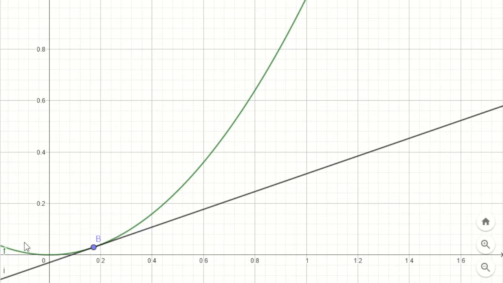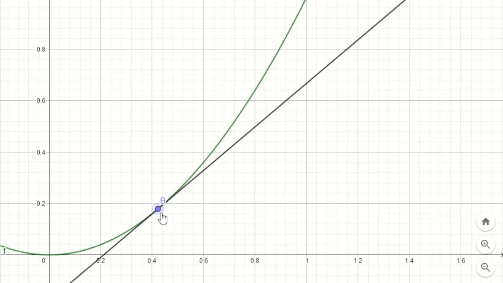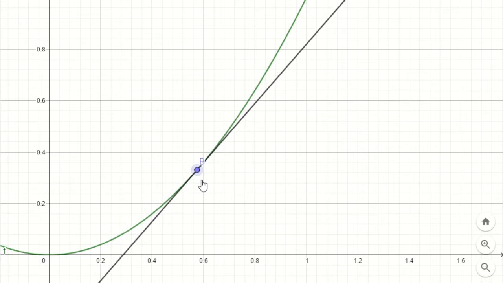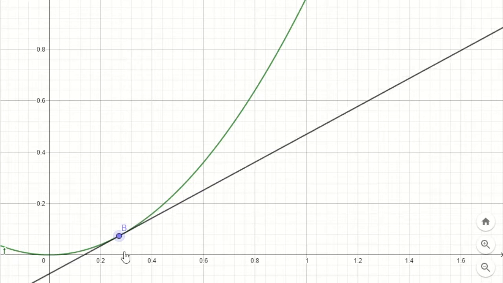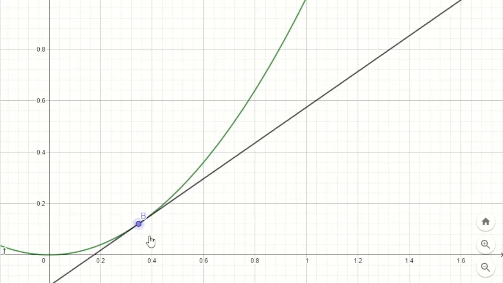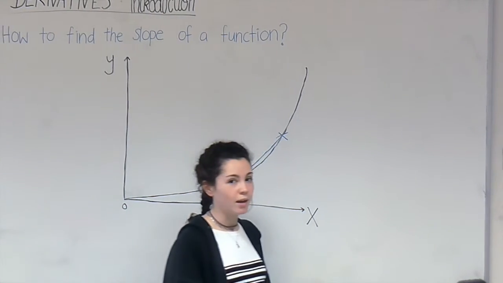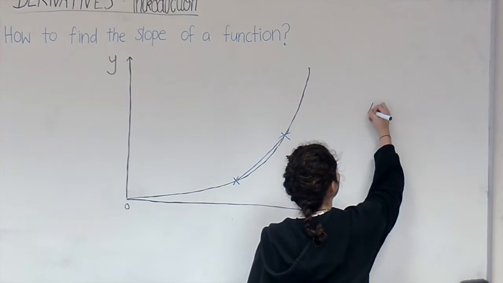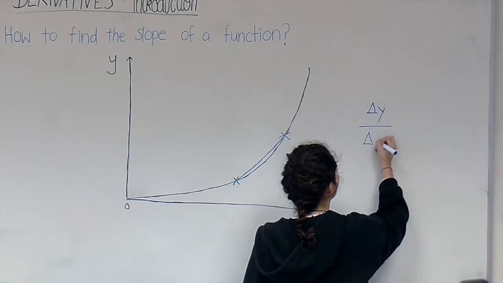What this results in is basically having this tangent line that is going to accompany your curve at any point you choose. And the slope of this tangent is going to equal the slope of the curve at that specific point. So as we saw for a straight line, to calculate the slope, you do the change in y over the change in x.